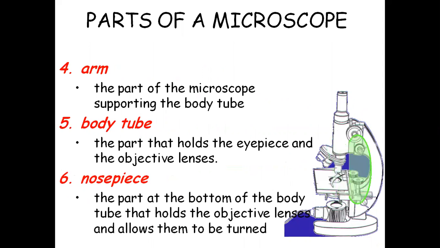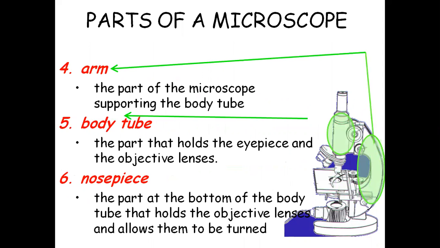Then the fourth part, that is the arm, which is the support part of the microscope used for supporting the body tube. Then the fifth part is the body tube, the part that holds the eyepieces and the objective lenses. Then the sixth one is the nose piece, the part at the bottom of the body tube that holds the objective lenses and allows them to be turned.